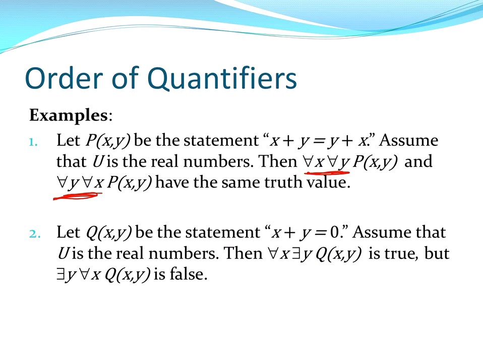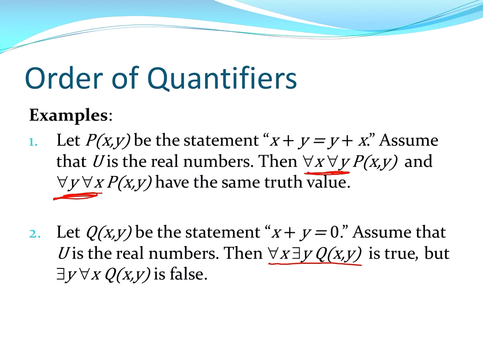On the other hand, if we have the statement Q(x, y) is x + y = 0, and we're using the real numbers, then for every x there exists y such that Q(x, y) is true. We saw this on the first slide. This is the additive inverse.